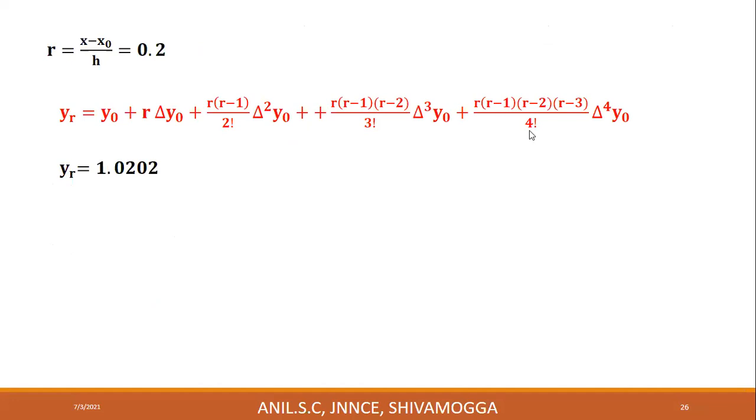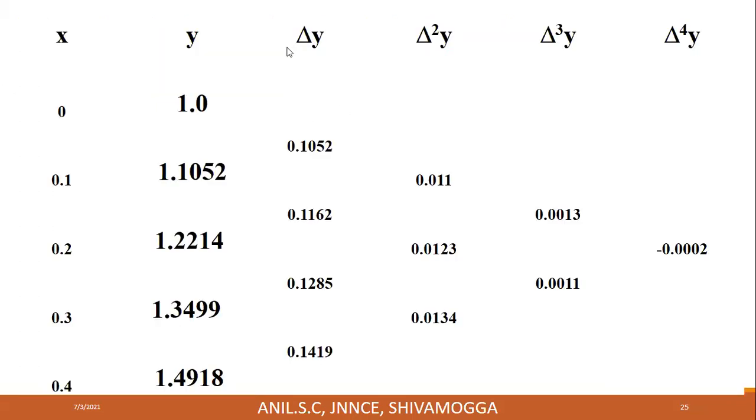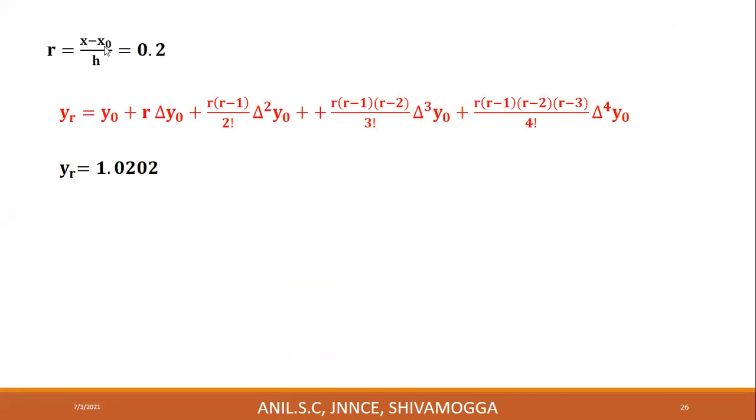This is forward interpolation. Therefore, R is given by x minus x naught divided by h. What is x here? X is 0.02. Y is required when x is equal to 0.02, and x naught is 0. And h is 0.1, since 0.4 minus 0.3, 0.3 minus 0.2, 0.2 minus 0.1, 0.1 minus 0 are all 0.1. Substitute. You get R is equal to 0.2.